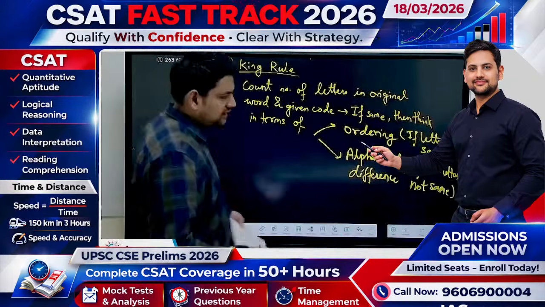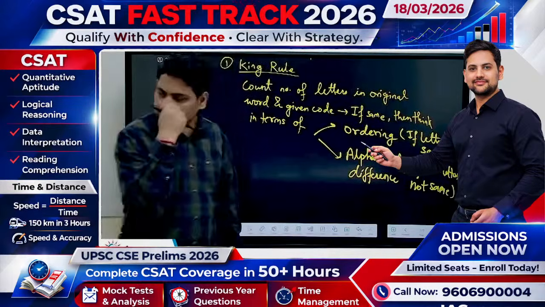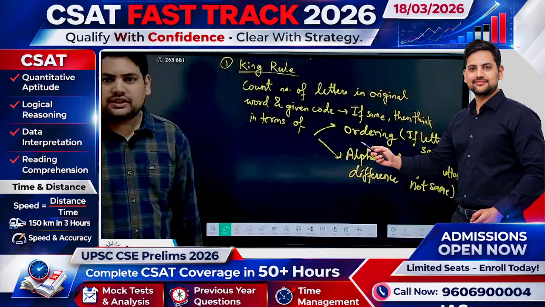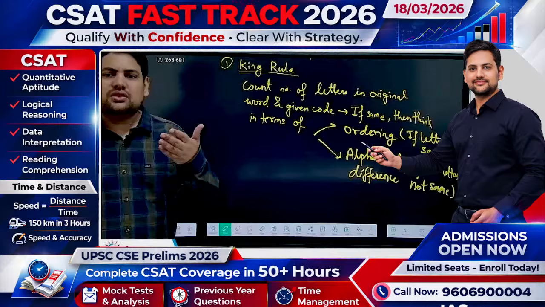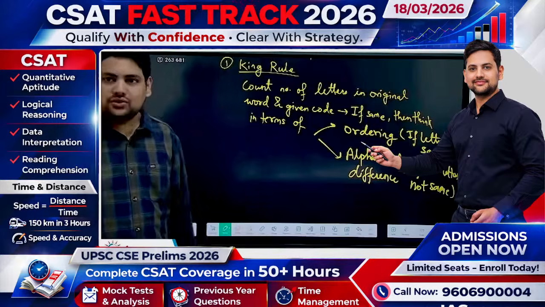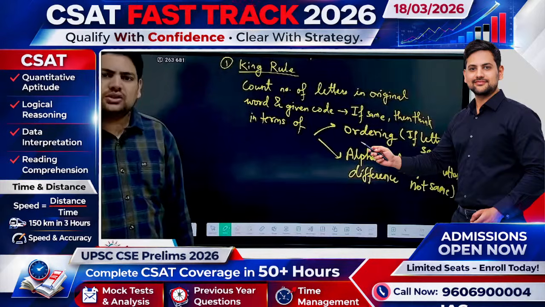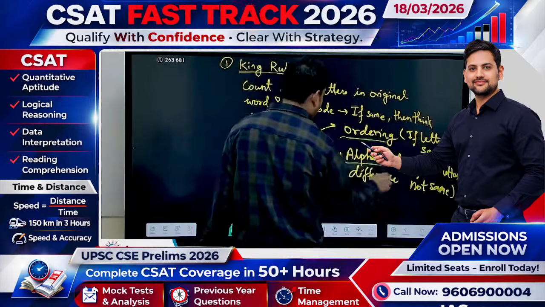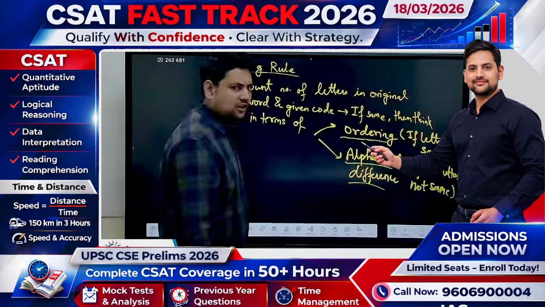This is first. Whenever you get a word and a code, first you count the number of letters. Just by seeing, you can feel that they have the same number of letters. So when the same number of letters are there, you need to think that there are two possibilities: either it is an ordering based question or an alphabetical difference based question.